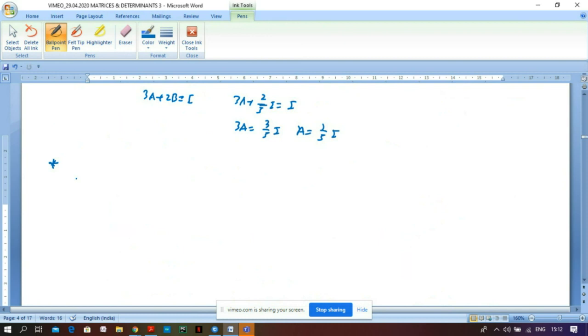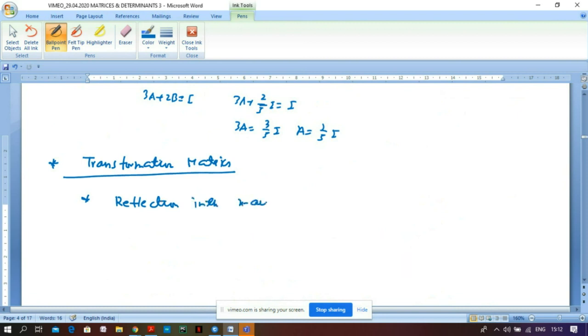Let me now go to some geometrical transformations. Some are called transformation matrices. So we have got something called transformation matrices. That is geometrically how a matrix can be used. That's an interesting topic. So the first thing is that we will do what is called reflection in the x-axis.